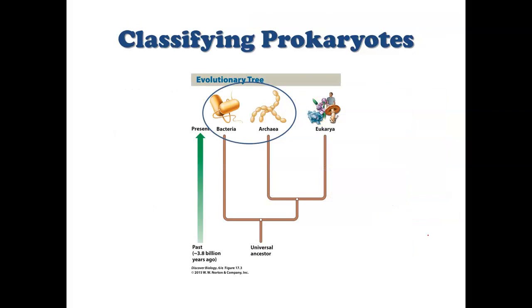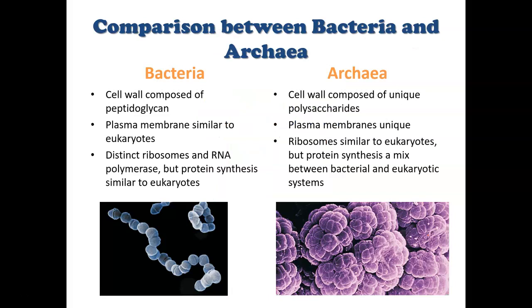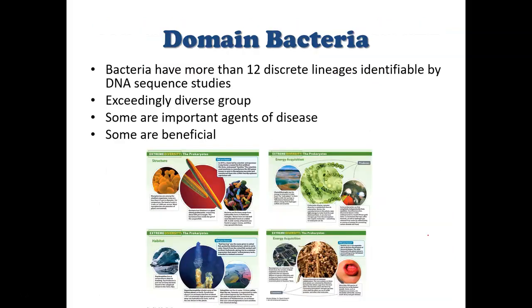Alright, so two types of prokaryotes here, right? Bacteria and the archaeans. And there are real differences between them. Like you don't need to know any of this stuff. This is all very biochemistry stuff. I just want you to know that there are real differences between them. Right? Differences in their cell wall, differences in their plasma membrane, just differences in how they make proteins even.